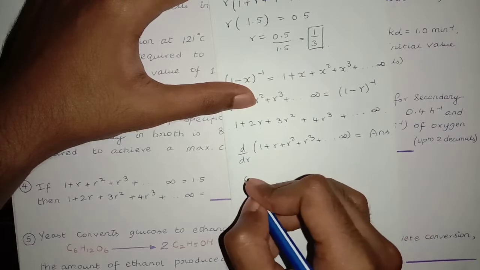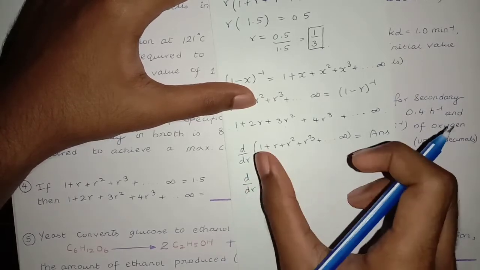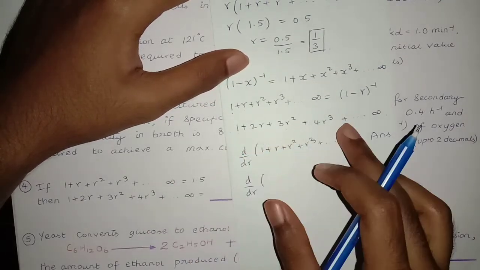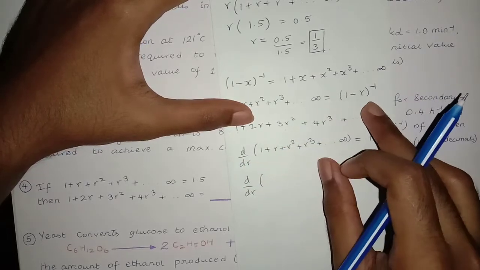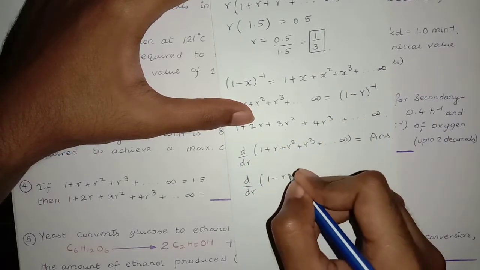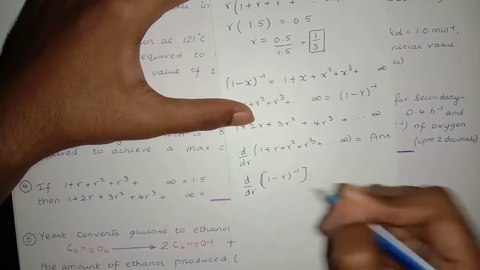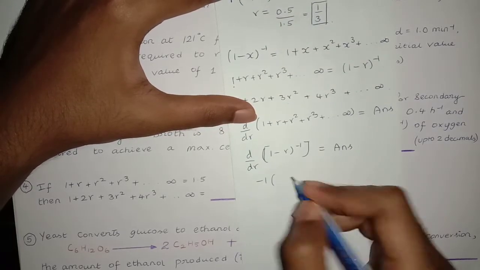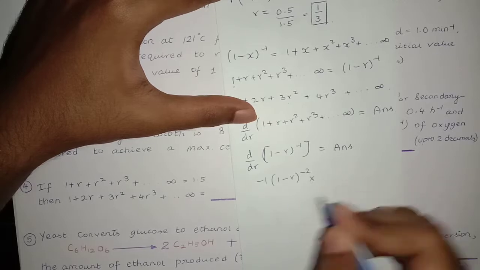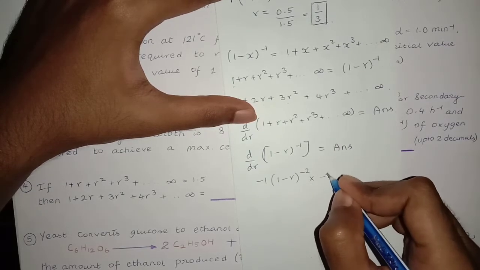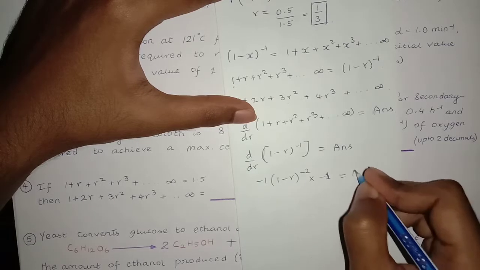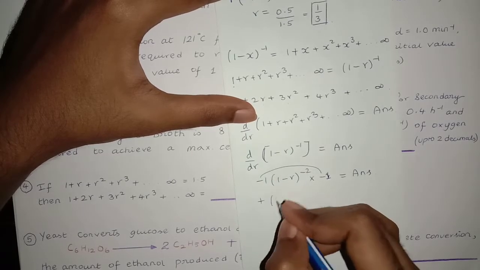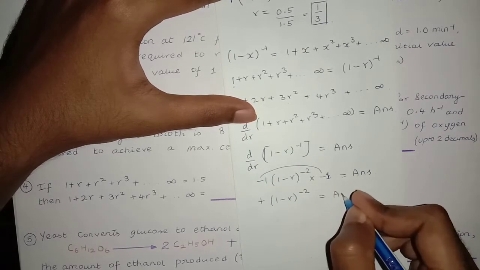On differentiating this, the left side will give this form, 1 + 2r + 3r^2. Let's write the short form, (1 - r)^-1. Now differentiate this: -1 into (1 - r)^-2 into the differentiation of -r, which is -1, and dr by dr is 1. Minus into minus is plus. So it's (1 - r)^-2 is the required answer.